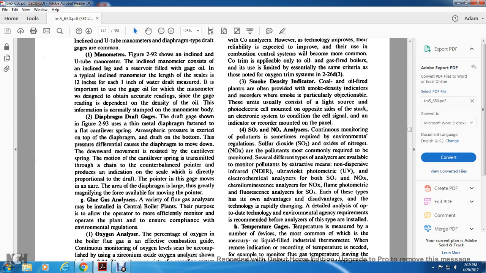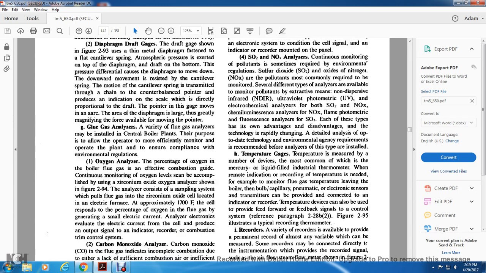Flue gas analyzer. A variety of flue gas analyzers may be installed in a central boiler plant. The purpose is to allow the operator to operate the plant more efficiently and to monitor it to ensure compliance with environmental regulations.